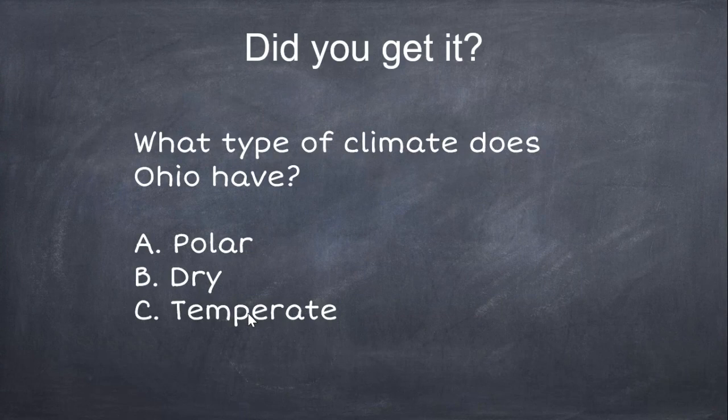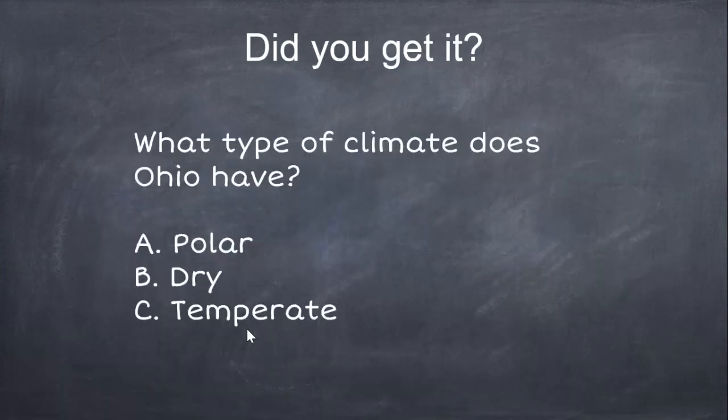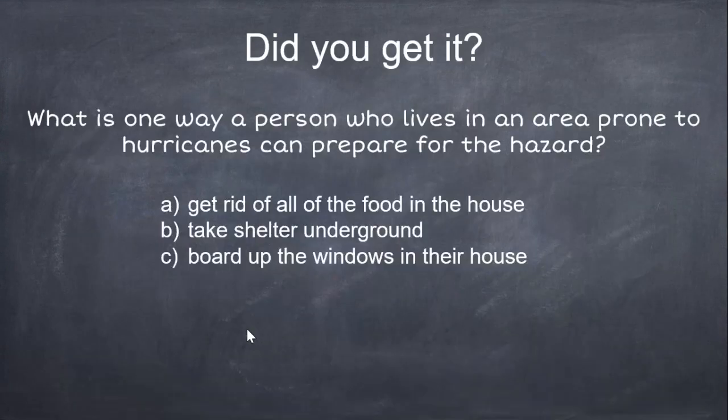What type of climate does Ohio have? Remember, guys, Ohio likes to throw temper tantrums with the weather. It's cold one day, hot the next, cold the next day. Who knows what's going to happen? It changes every 5 minutes, right? So Ohio's weather throws temper tantrums, and that's how I can remember temperate. Okay, so Ohio has a temperate climate. And we just went over that; we don't need to ask it again.